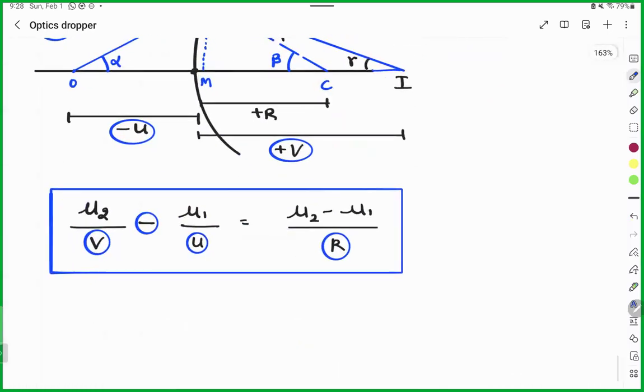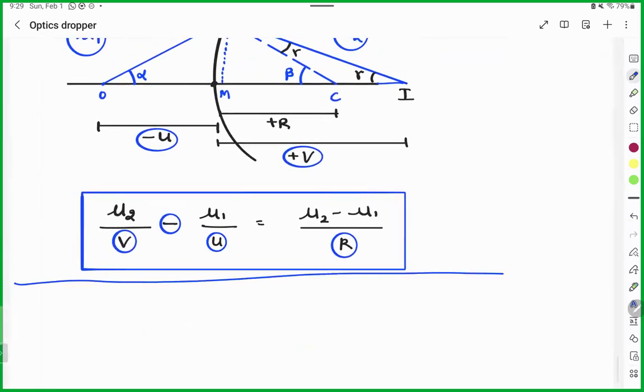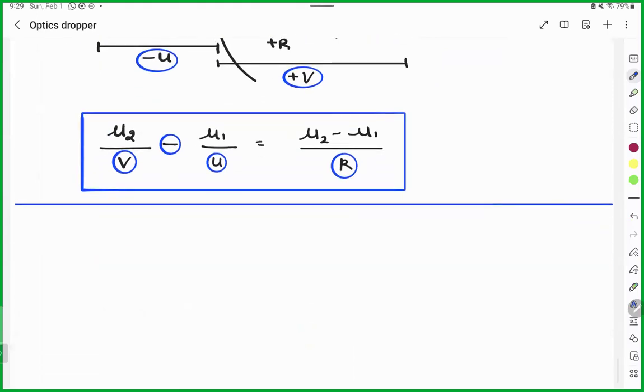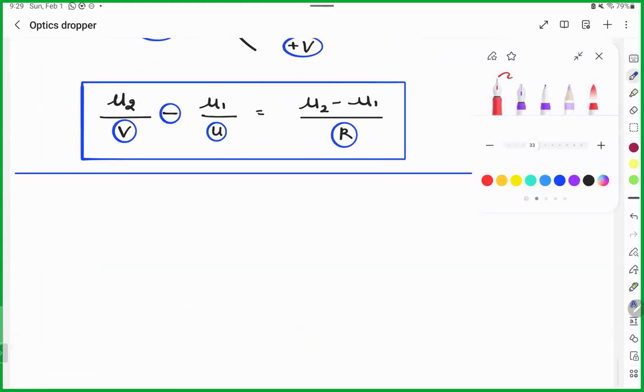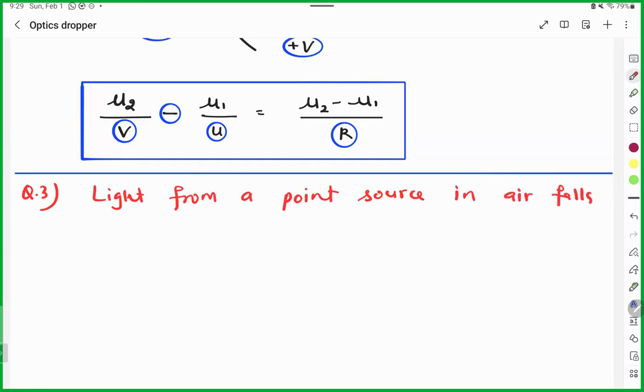Questions based on this formula. Question number 3: light from a point source in air falls on a spherical surface.